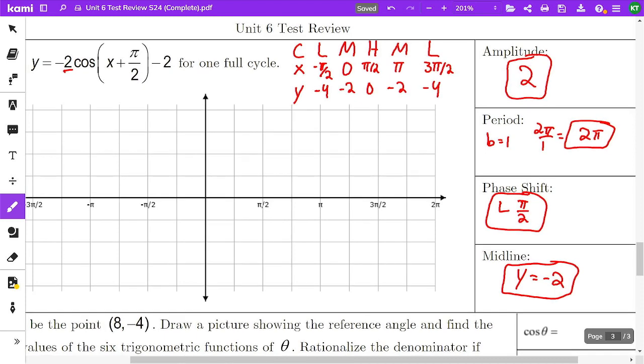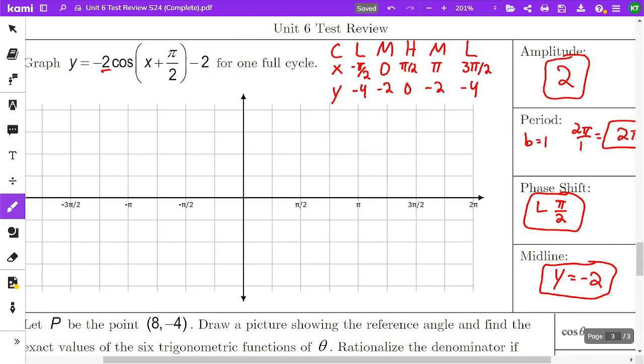I'm going to start just plotting. Negative pi over 2, -4. Down here, 0, -2, right here. Then I go pi over 2, 0, pi, -2, 3 pi over 2, -4.